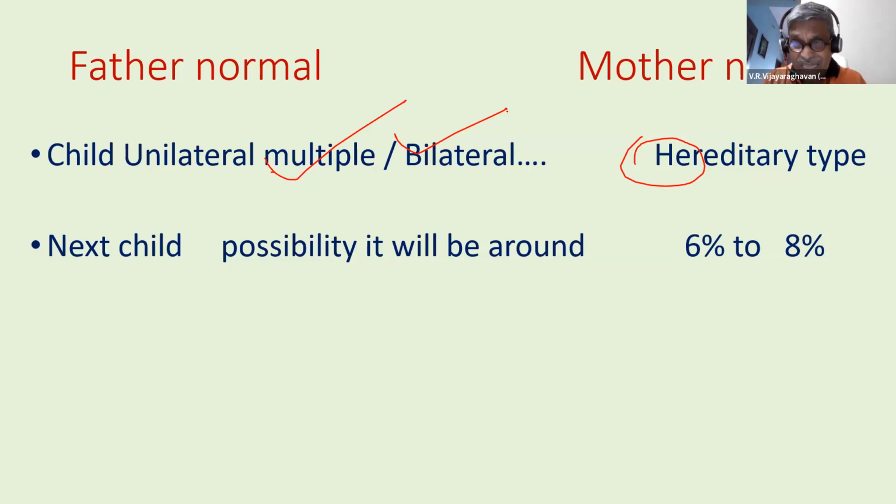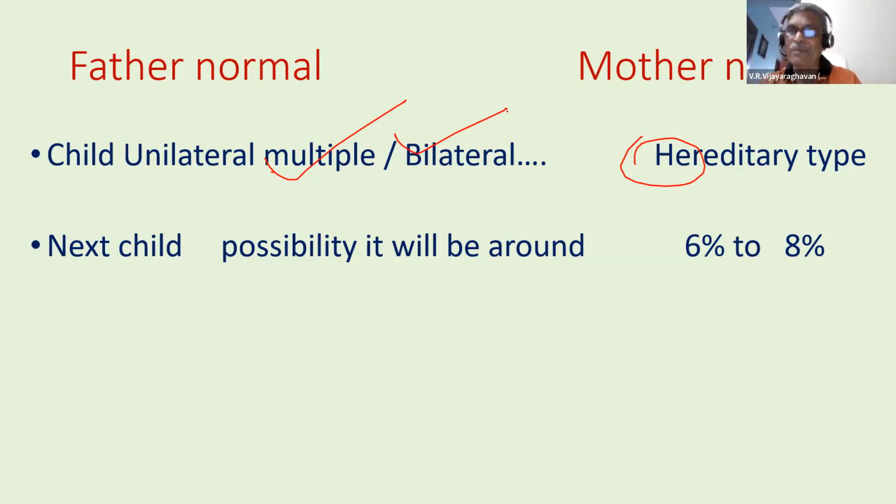Here, what case scenario is it? Father normal, mother normal. Child with a non-hereditary pattern: the chance for the next child is 1% or less. Child with a hereditary pattern, bilateral, unilateral multiple: what is the chance for the next child? 6 or 8%. Never forget this point.